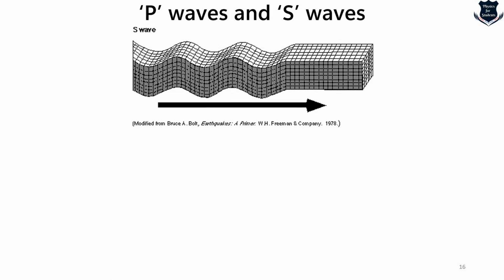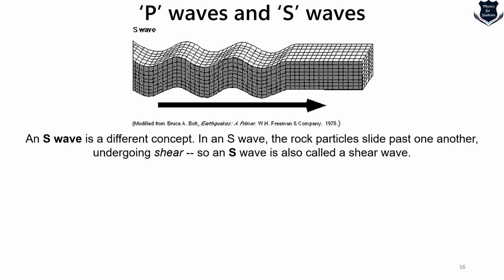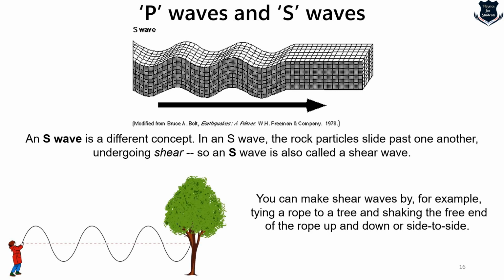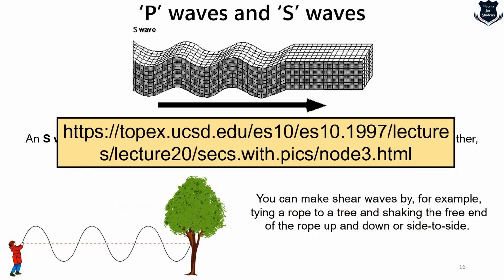And this is basically the longitudinal wave which you see. In an S wave, the rock particles slide past one another, undergoing a shear stress. So here is a nice diagram. You can actually make a shear wave by just tying a rope or a spring to a tree, and then you can shake it free and move it up and side to side. So it's a simple experiment which you can do at home to create an S wave.